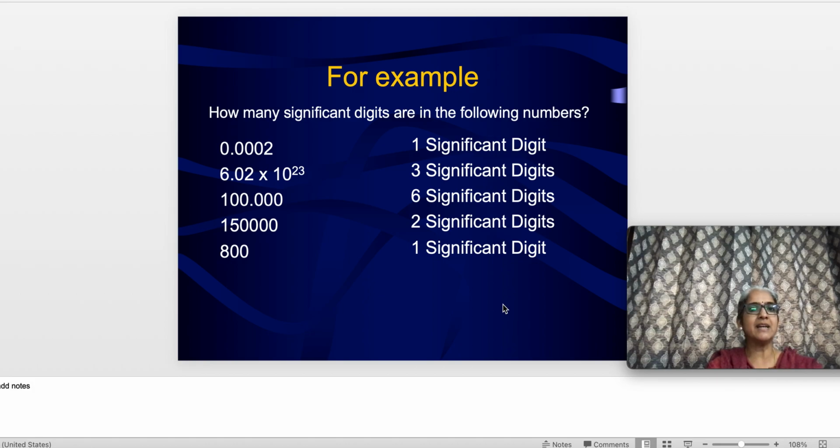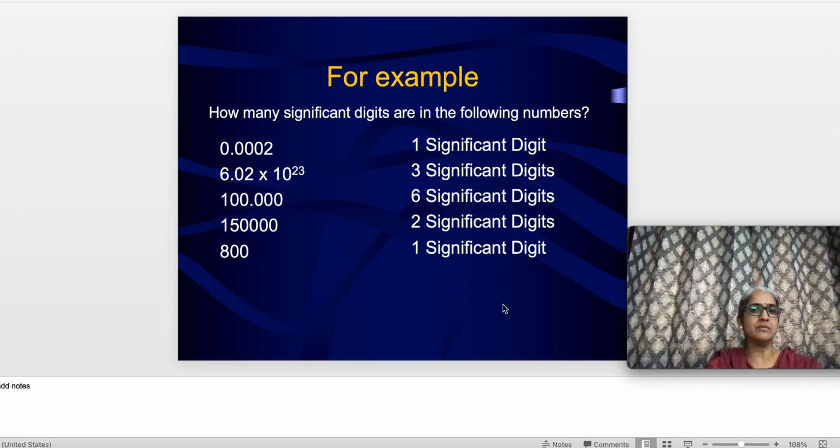the rule, that we don't count them, and we will soon see how to get rid of this confusion. We will be introducing you to scientific notation, or the standard form of writing numbers, where you will no longer have this confusion whether it's significant or not. So in 6.02, if you see, 0 is in between two non-zero numbers, and therefore that is significant.